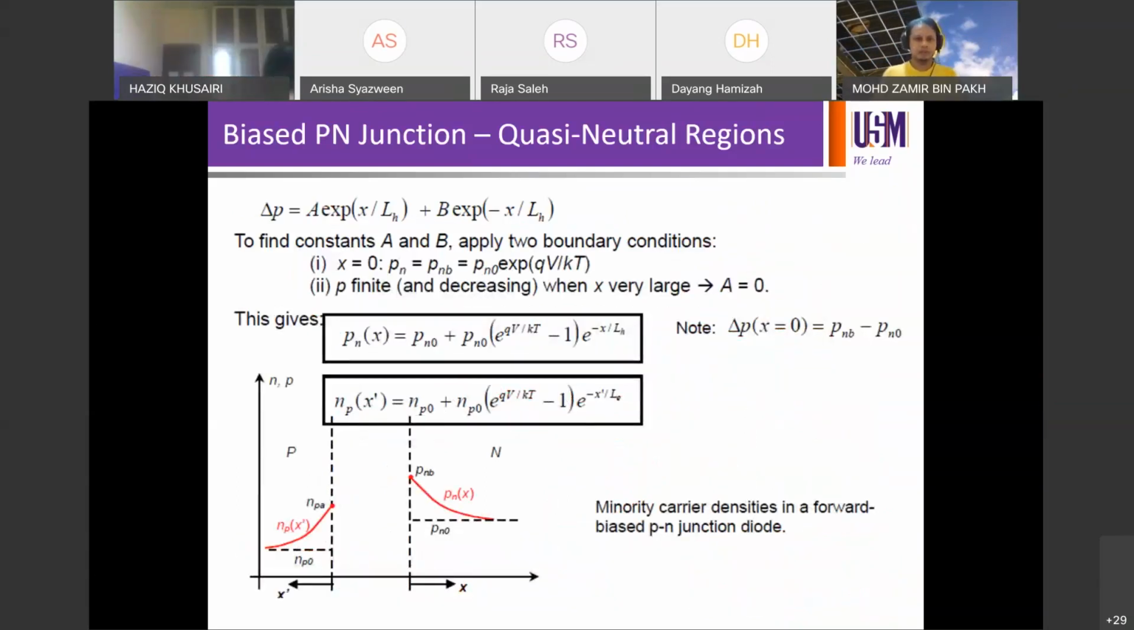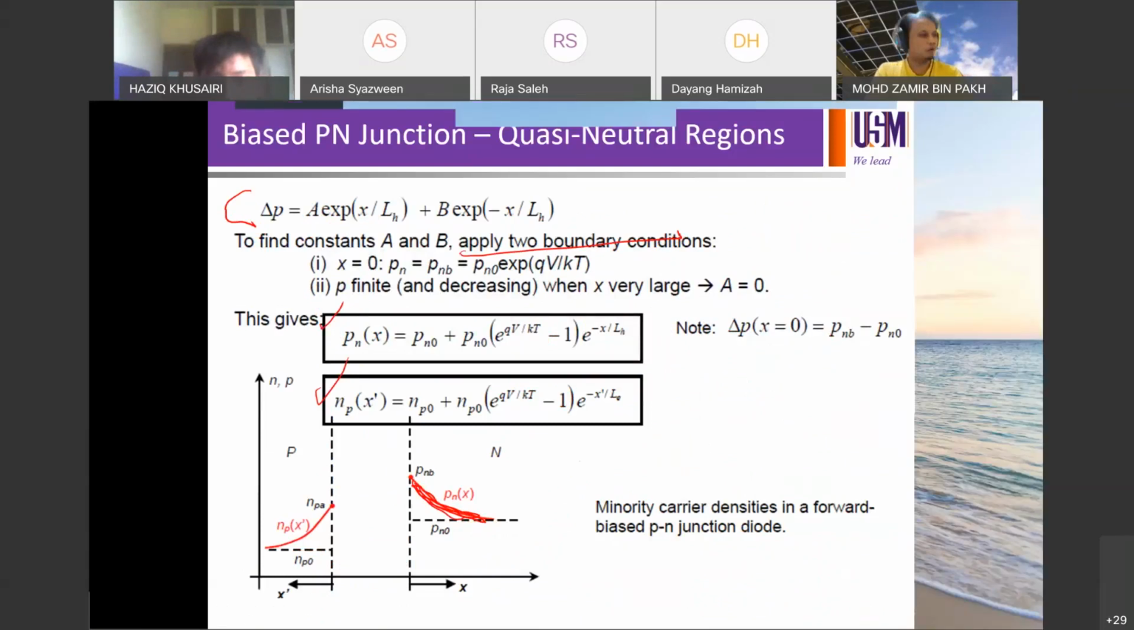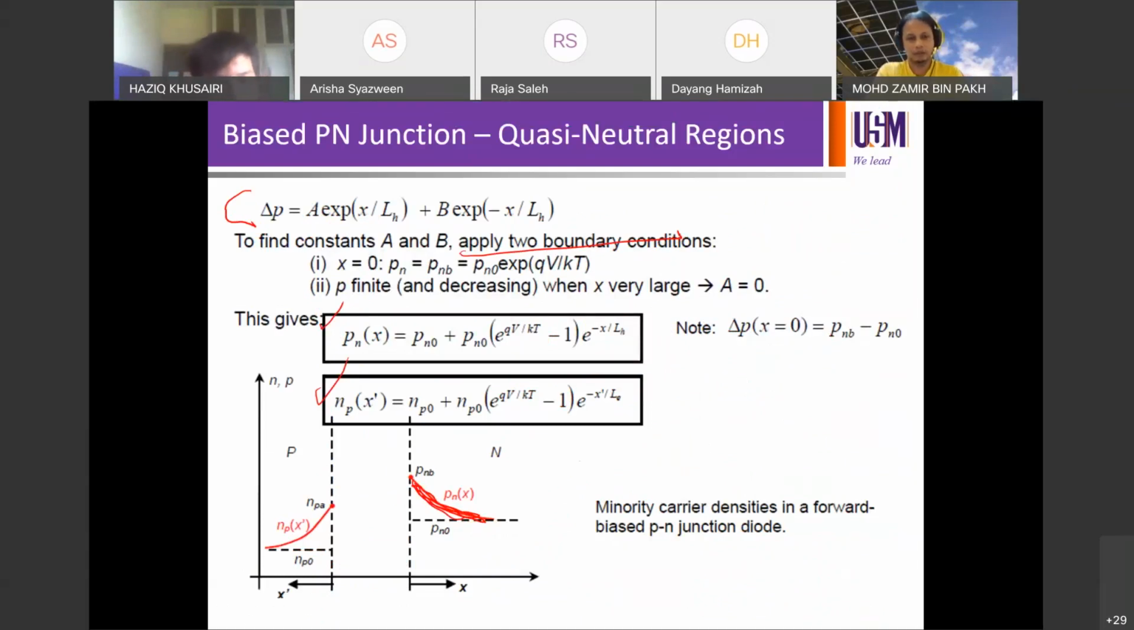So this is the generic representation for the minority carrier hole, right? If you apply the boundary conditions, this will leave you with this equation, right? So p_n(x). If you want to calculate this function p_n(x), which means the density of holes in n-type material, in the n-type QNR, at point x into the n-type material, yeah?